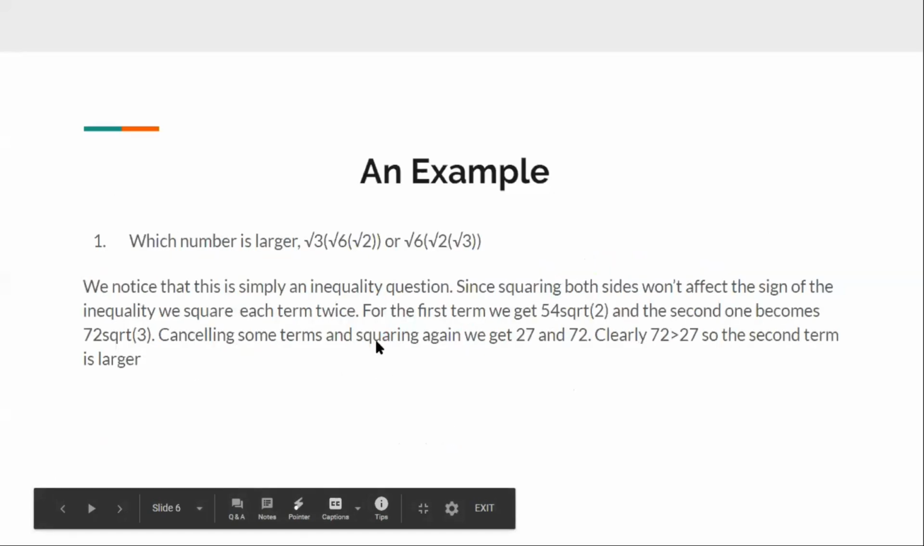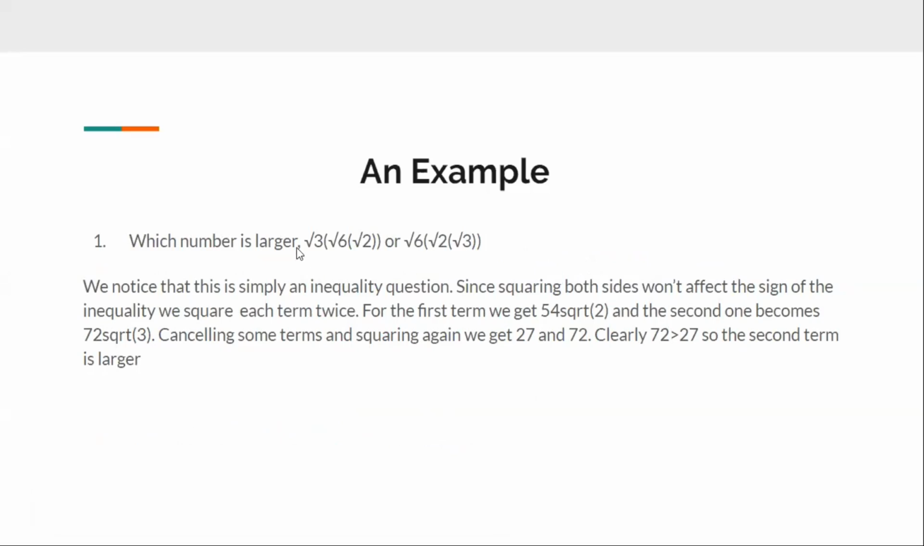Okay, so here's an example question. Which number is larger? The square root of 3 times the square root of 6 times square root of 2, or the square root of 6 times the square root of 2 times root 3. So this is a simple inequality question.